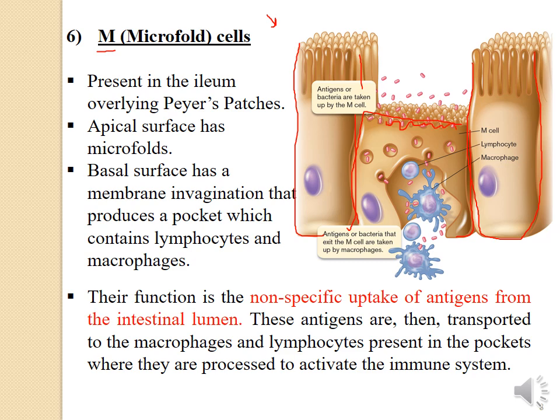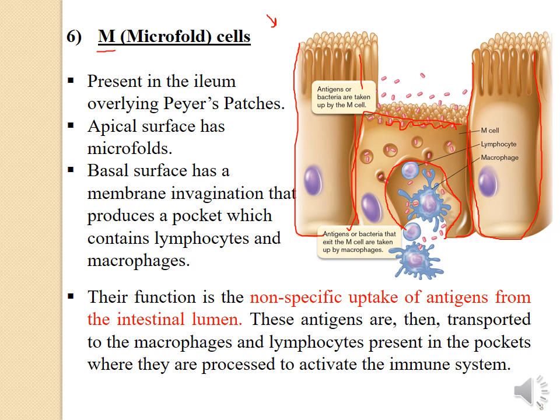But the characteristic feature of this cell, a unique feature of the cell, is that the basal surface has a membrane invagination. Notice how the cell membrane in the basal region invaginates the cell, forming a subcellular pocket, just inside the cell. This pocket contains lymphocytes and macrophages.